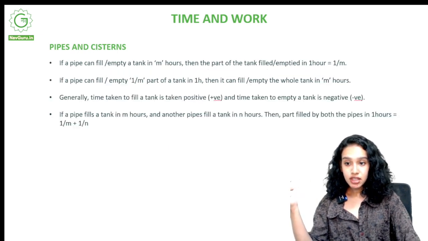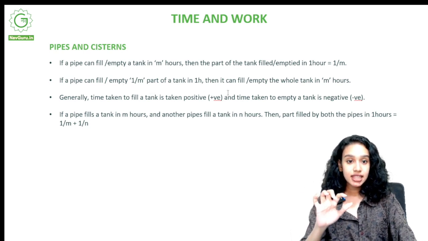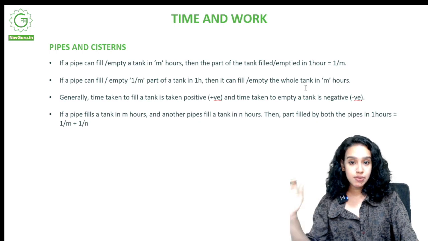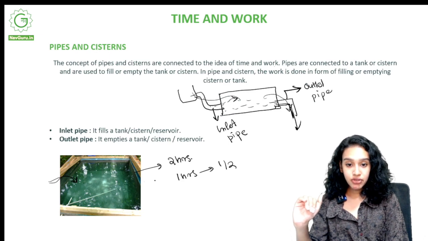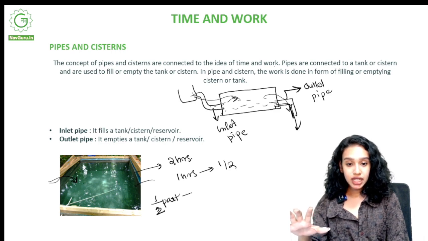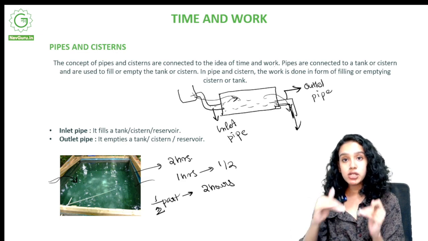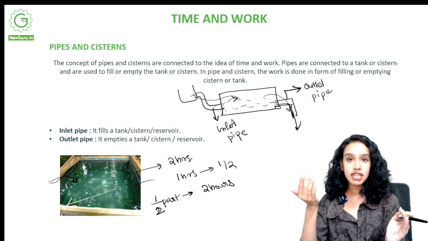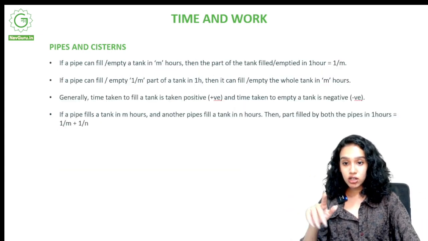Now, if a pipe can fill or empty 1 by m part of the tank in 1 hour, then it can fill or empty the whole tank in m hours. Now, this is the reverse logic of the same thing. I am saying that the pipe can fill 1 by 2 part of this tank in 1 hour, right? So, it will take 2 hours to completely fill the tank. So half part is filled in 1 hour, so how many hours will it take to completely fill the tank? It will obviously take 2 hours, right? So that is the logic here.